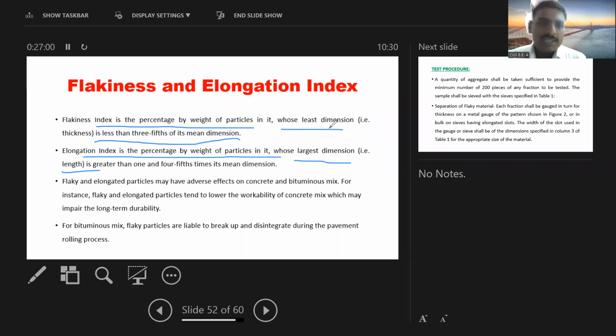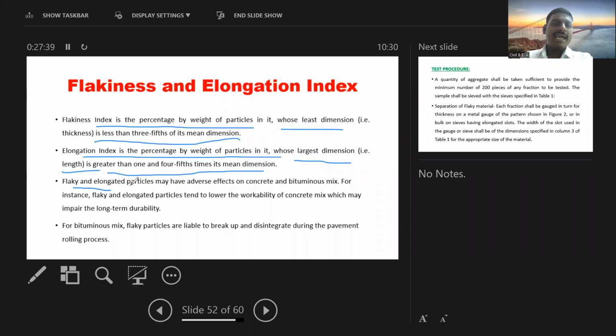How much thickness is there? Generally, when we call it 20 mm size aggregate, it means this is the thickness, the flaky dimension. If we see 10 mm size aggregate, that is the thickness. If we say 12.5 mm aggregate, it is again thickness. So thickness is nothing but the flakiness, and the elongation index is nothing but the length of your aggregate, which is greater than 1 and 4/5 times the mean dimension.